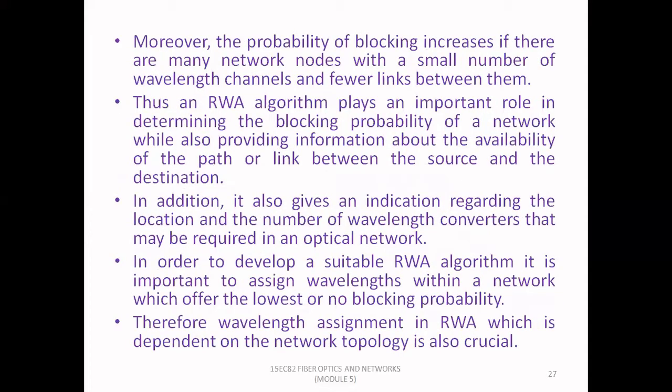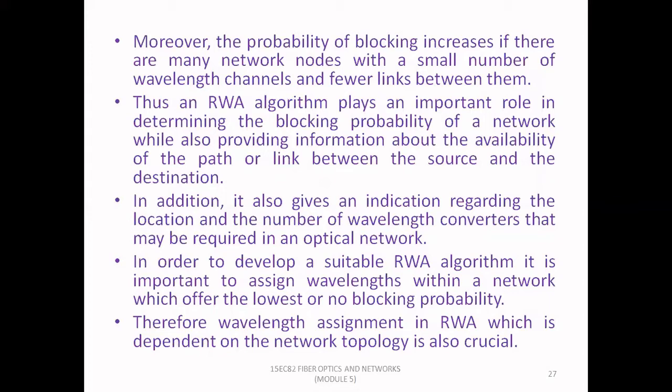Moreover, the probability of blocking increases if there are many network nodes with a small number of wavelength channels and fewer links between them. Thus, an RWA algorithm plays an important role in determining the blocking probability of a network while also providing information about the availability of the path or link between the source and the destination. In addition, it also gives an indication regarding the location and the number of wavelength converters that may be required in an optical network.